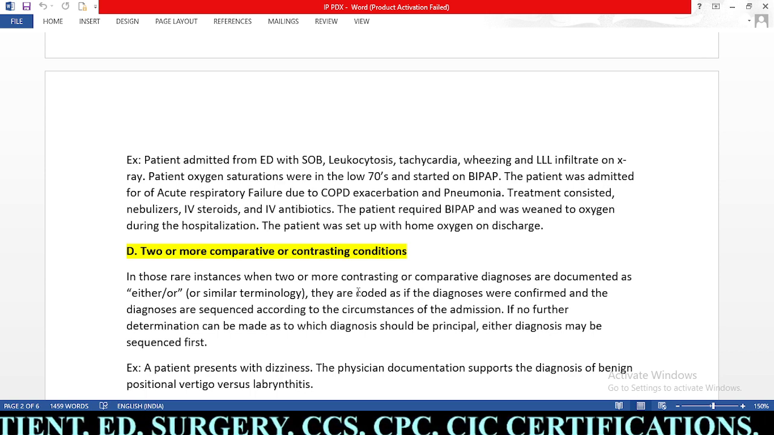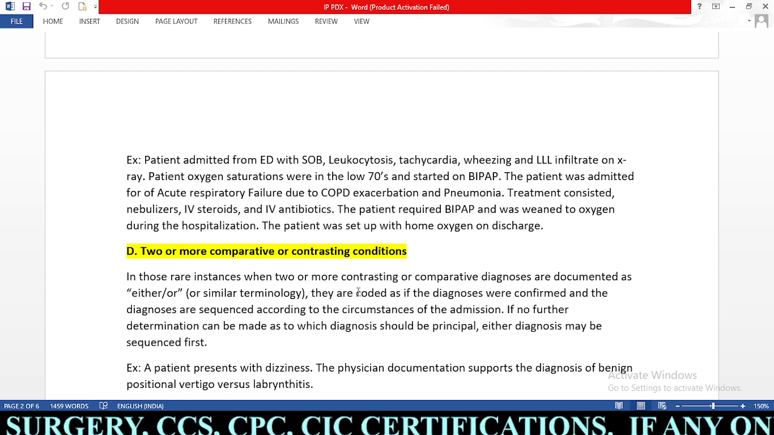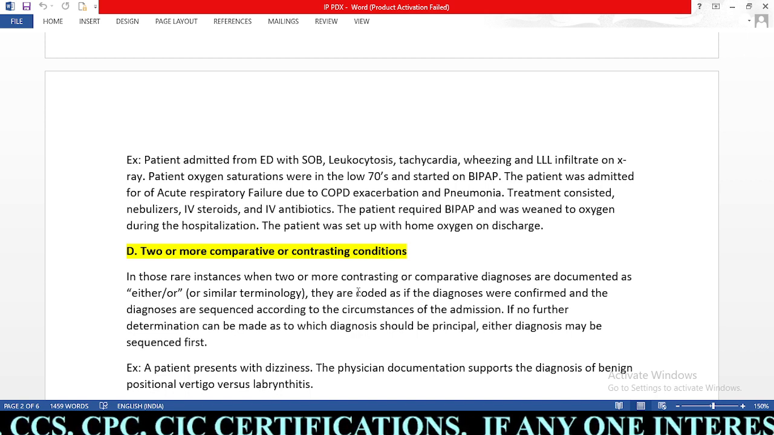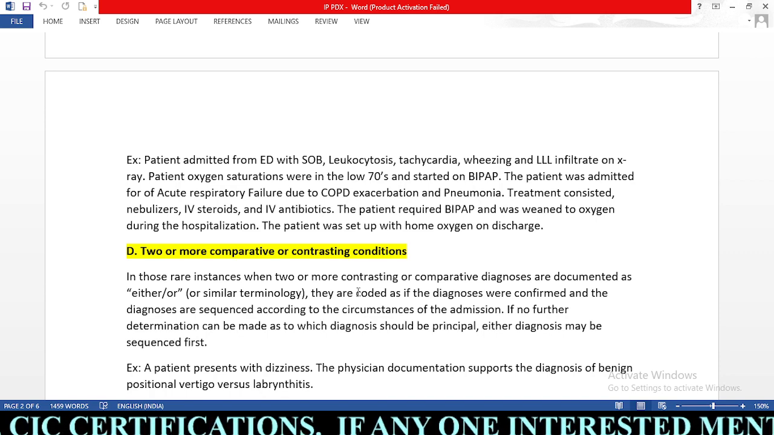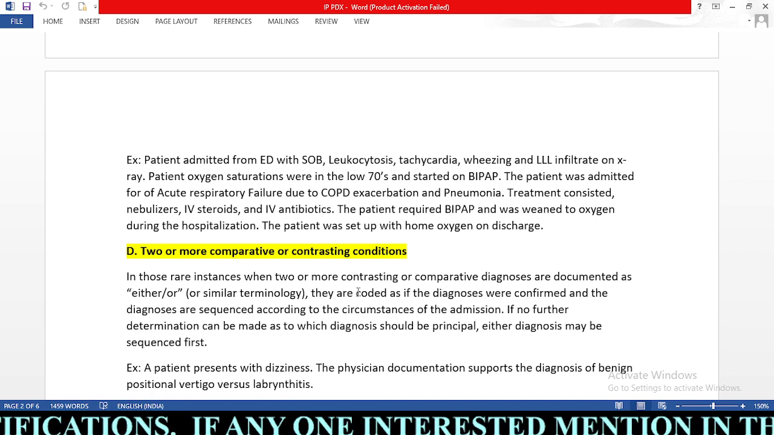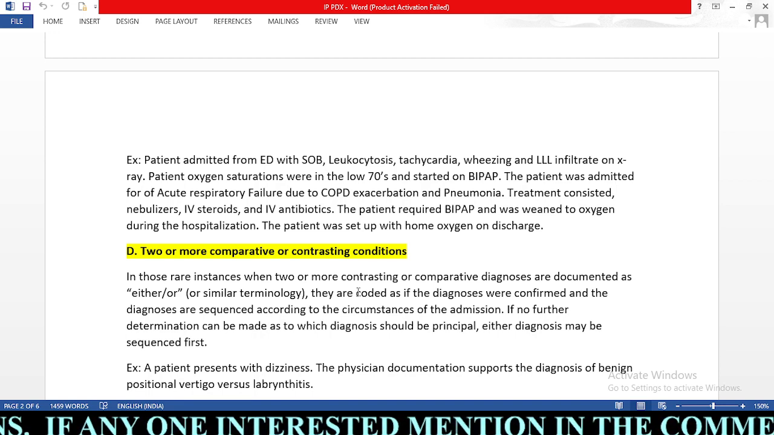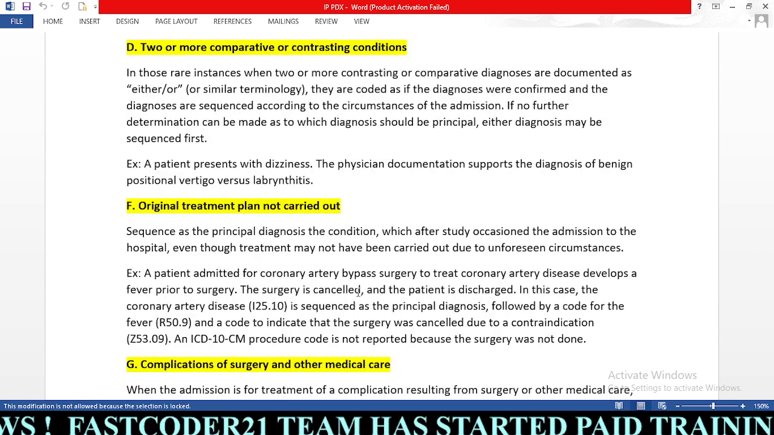Here we have an example. A patient presents with dizziness. The physician documentation supports the diagnosis of benign positional vertigo versus labyrinthitis. So here we need to code both diagnoses. But since the dizziness is related to the benign positional vertigo, we can code benign positional vertigo as the PDX and labyrinthitis is the secondary diagnosis.